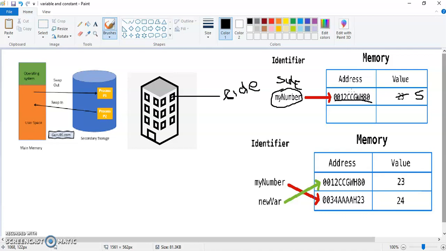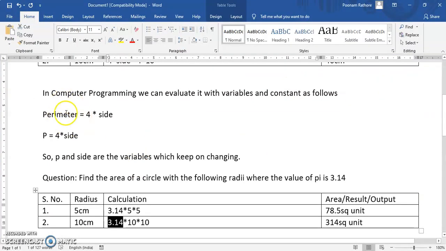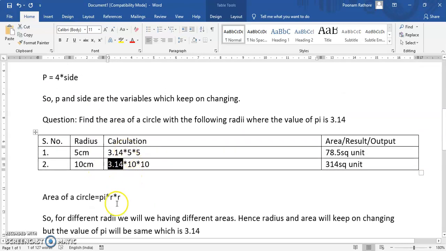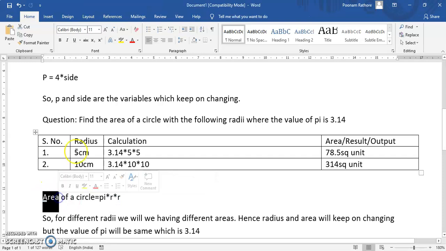For example, if the name of a person is very lengthy, you keep it short and give him a pet name or nickname. That nickname is known as the identifier, right? With it you can identify that particular variable. So this is now the identifier for this program: side. The identifiers for this program are radius and area. Similarly over here it is P and side.